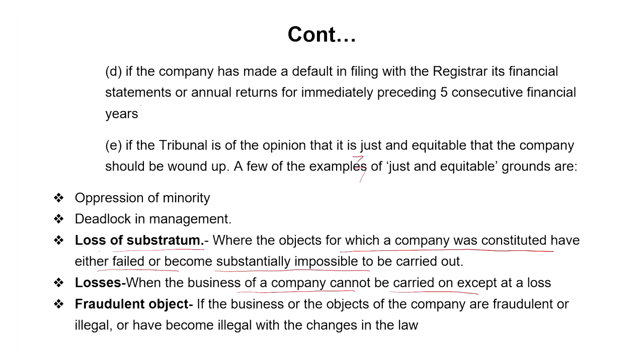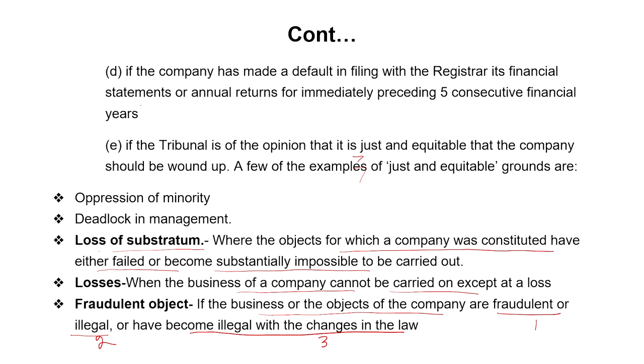Fraudulent object is another ground, if the business or the object of the company is fraudulent or illegal. Fraudulent is the first, illegal second, and it may become illegal with changes in the law. So, there are three situations where your business should be closed.